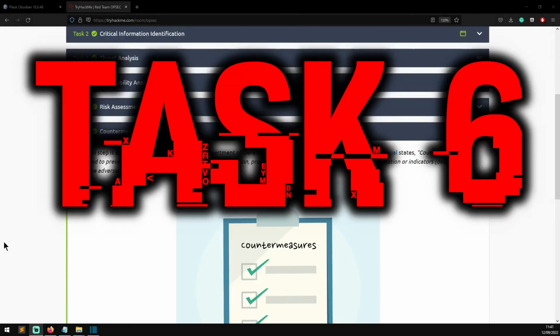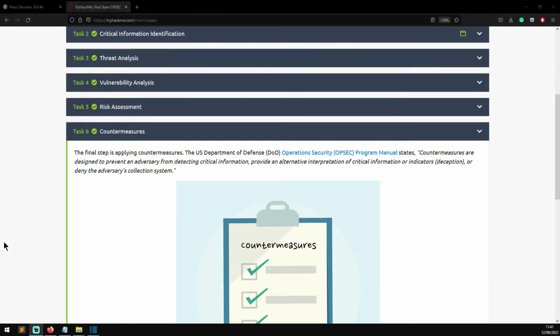Task 6, Countermeasures. The final step is applying countermeasures. The US Department of Defense Operational Security Program Manual states, countermeasures are designed to prevent an adversary from detecting critical information, provide an alternative interpretation of critical information or indicators, deception, or deny the adversary's collection system.